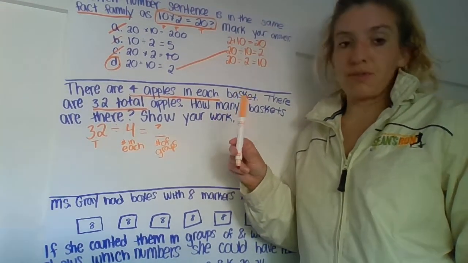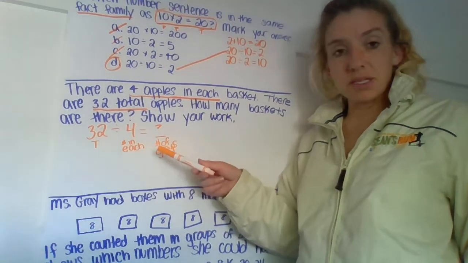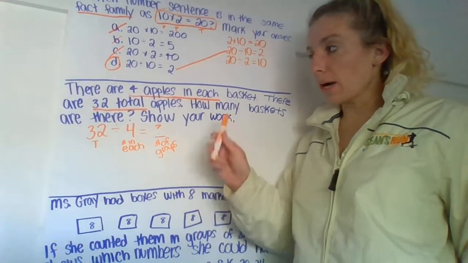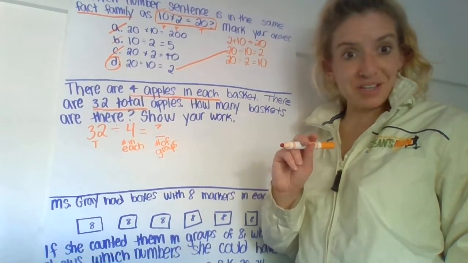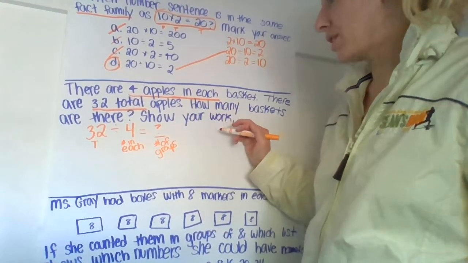So whenever we do a division problem, we start with the total and one of the parts. The parts can be the number in each or the number of groups. Now, there's 2 different ways that I can solve this problem, and I'm going to show them both to you.